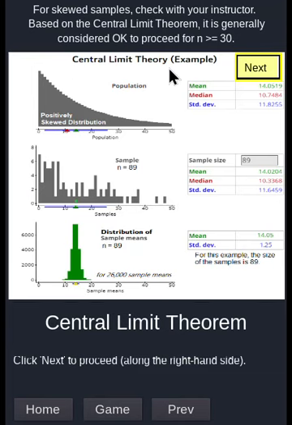If we take a look at the central limit theorem, it says that as you increase the sample size, it doesn't really matter the characteristics of the population. The population can be positively skewed, negatively skewed, bimodal, uniform. It doesn't really matter as the sample size increases. In this case, our sample size was 89.